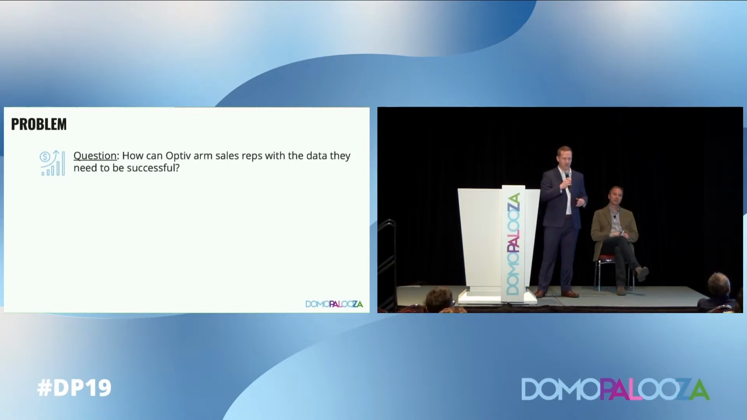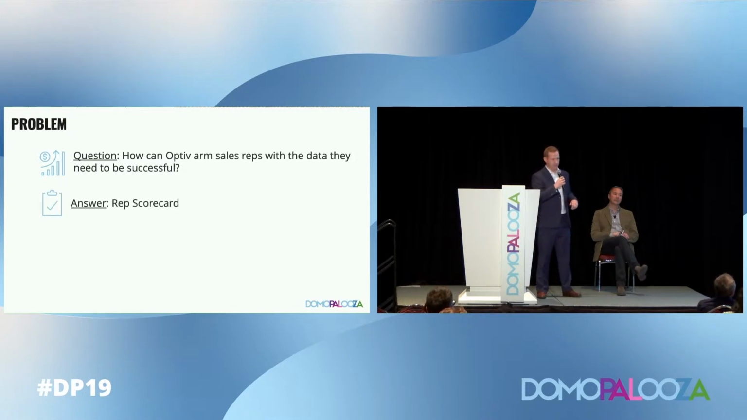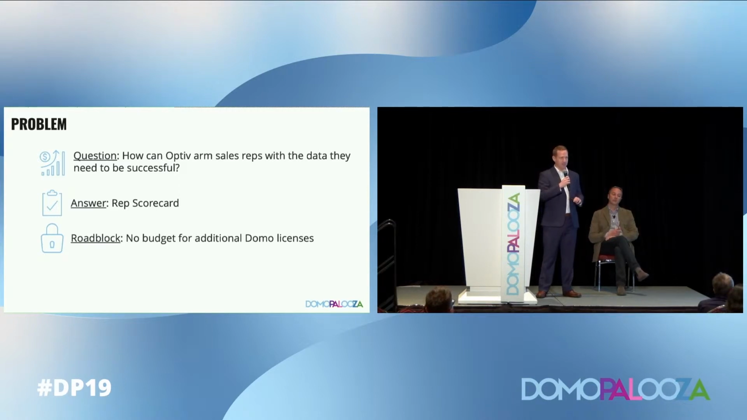So the method we came up with for doing this was to create a rep scorecard. We had a plethora of data already in Domo that we could use. So it was just a matter of developing a scorecard and sharing that with our sales reps. The only problem was that at that time we did not have licenses for our reps. So we only had licenses for the sales leaders, and no budget to add additional licenses. So after doing a little bit of research, we came up with a solution in the form of social users. For anyone that's not familiar with the social user concept, it's basically a free but very limited and stripped down view of Domo.